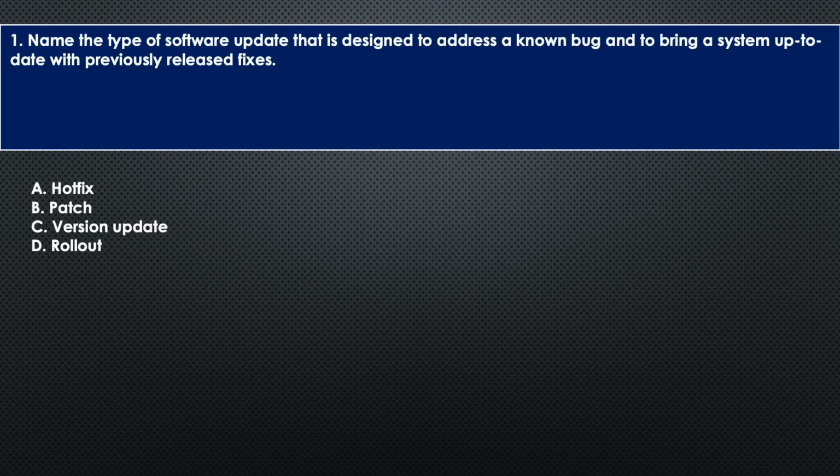1. Name the type of software update that is designed to address a known bug and to bring a system up to date with previously released fixes. A. Hotfix. B. Patch. C. Version update. D. Rollout. Answers. B. A patch is a piece of software that updates an application or operating system to add a feature, fix a bug, or improve performance.